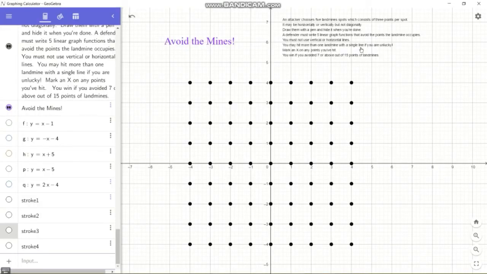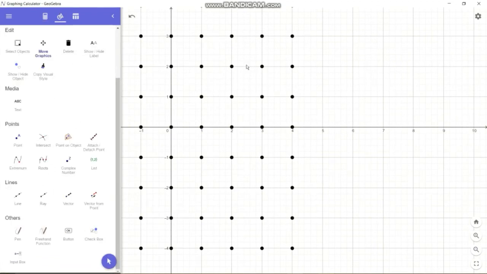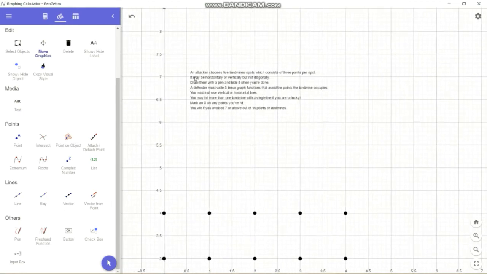So the game is called Avoid the Mines. So the instruction is an attacker chooses 5 landmine spots which consist of 3 points per spot. It may be horizontally or vertically but not diagonally. Draw them with a pen and hide it when you are done. The defender must write 5 linear graph functions that avoid the points the landmine occupies.